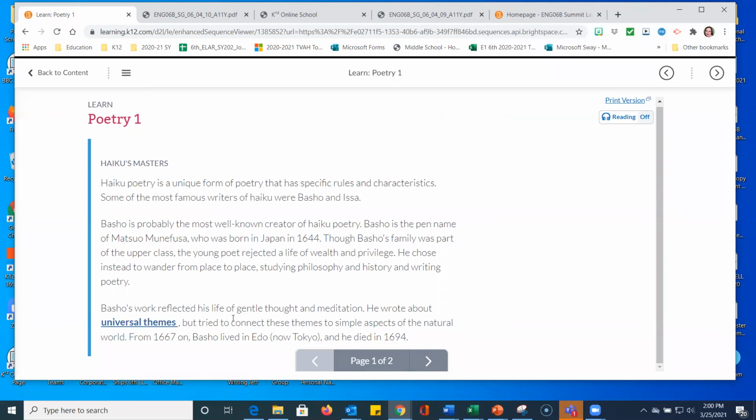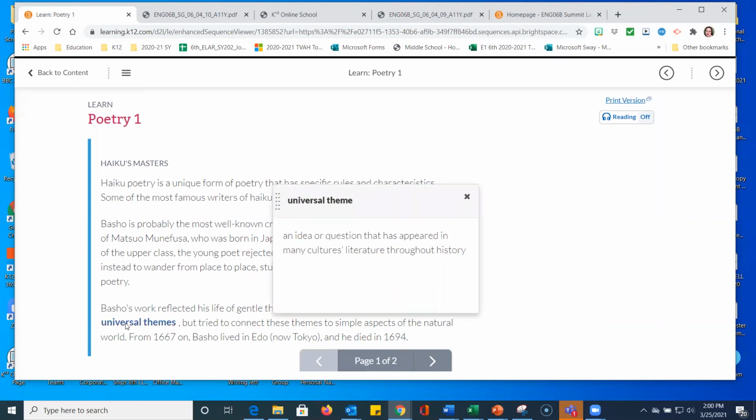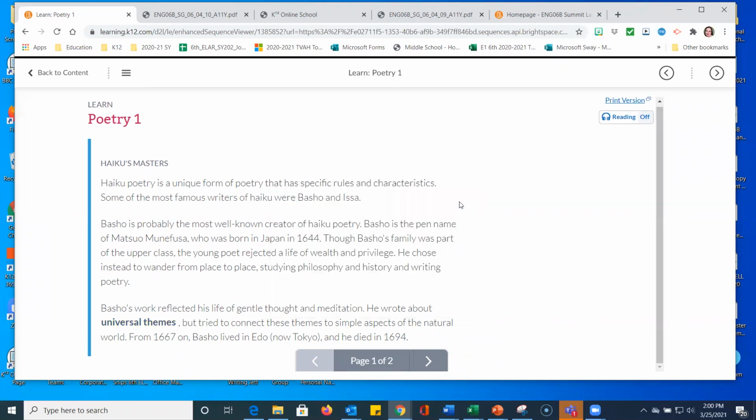Basho's work reflected his life of gentle thought and meditation. He wrote about universal themes, but tried to connect these themes to simple aspects of the natural world. And universal themes are an idea or question that has appeared in many cultures, literature throughout history. Basho lived in Edo, now Tokyo, and he died in 1694. Slide 2.